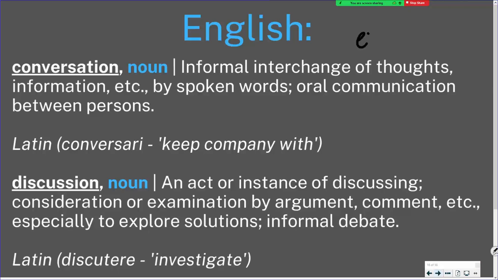You know, you're exchanging thoughts. I give you my thoughts, you give me yours. But if we're having a discussion, it's a little more formal, a little more serious, and we're considering things, examining them, making arguments, doing comments. So it's not like a full-on debate, but it's an informal debate. So it's important to see the distinction between the two words.